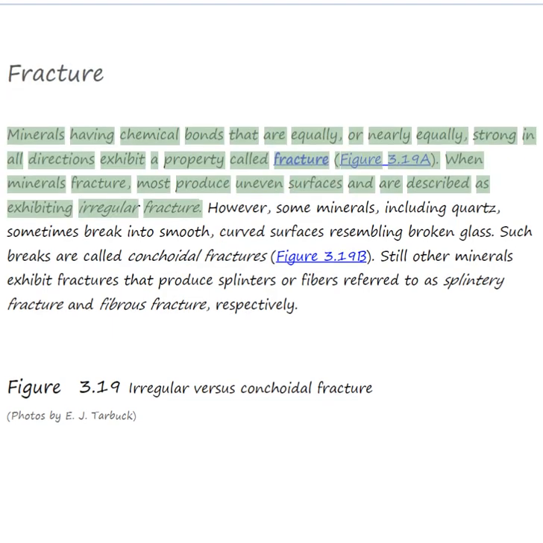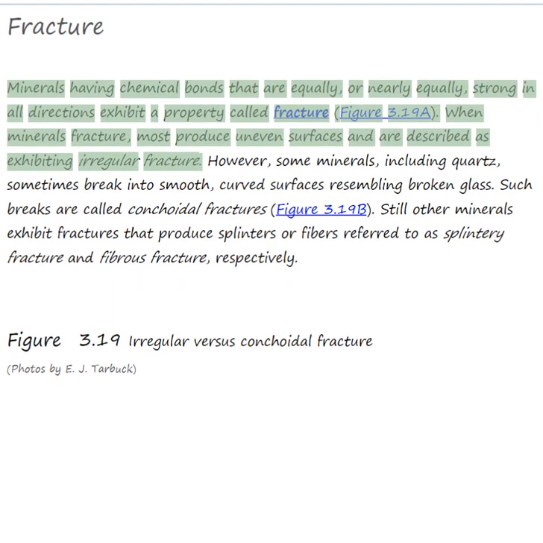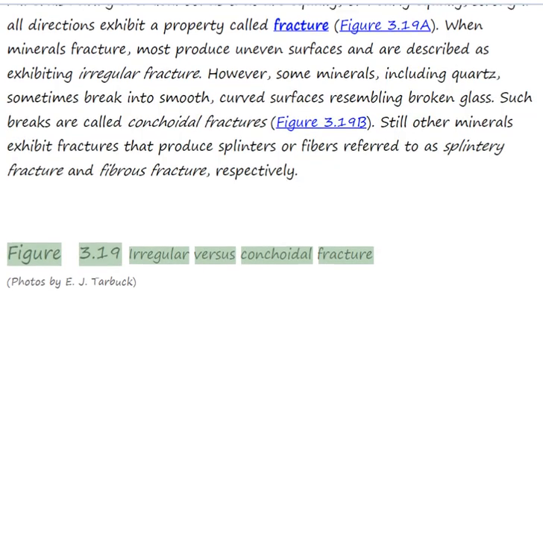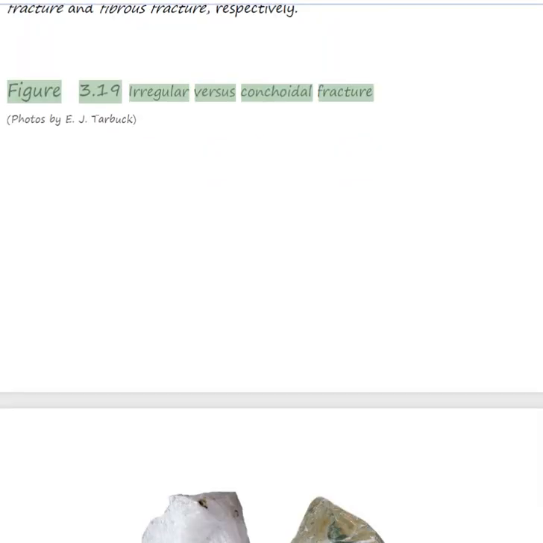Fracture. Minerals having chemical bonds that are equally, or nearly equally, strong in all directions exhibit a property called fracture. When minerals fracture, most produce uneven surfaces and are described as exhibiting irregular fracture. However, some minerals, including quartz, sometimes break into smooth, curved surfaces resembling broken glass. Such breaks are called conchoidal fractures. Still other minerals exhibit fractures that produce splinters or fibers referred to as splintery fracture and fibrous fracture, respectively. Figure 3.19 Irregular versus conchoidal fracture.